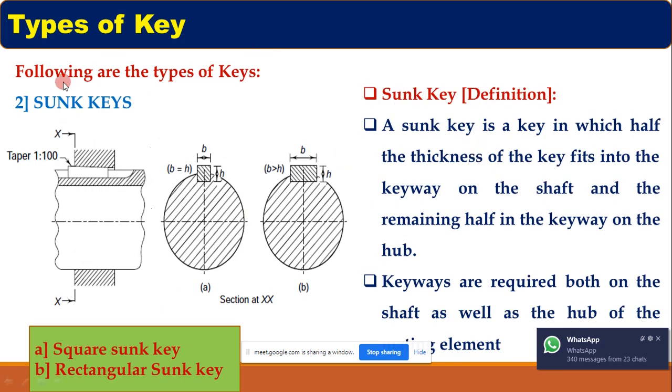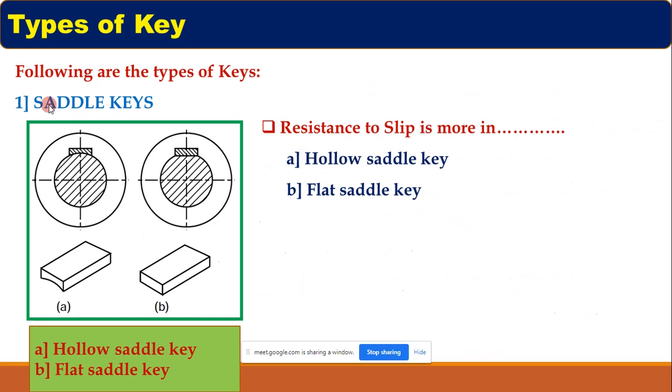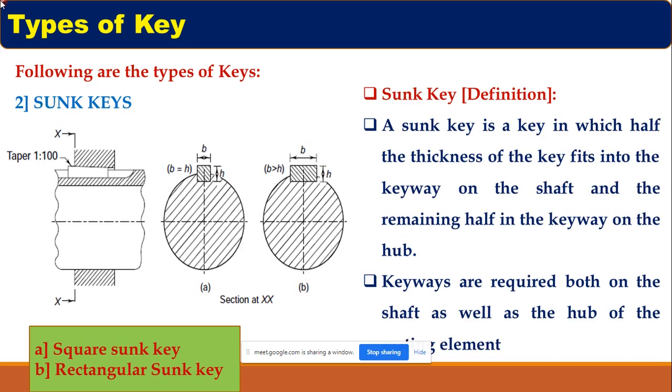Now the next type of key is the sunk key. In the last type, the saddle key, there is no keyway in the shaft; the keyway was present only in the hub. Now this is the next modification, the sunk key. Here you can see the shaft, and there is a keyway in this shaft, and this is the key. You can see the dimensional parameters of the key: height H and width B, where B is equal to H.